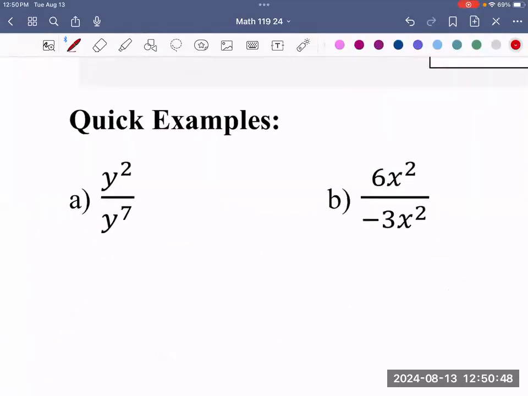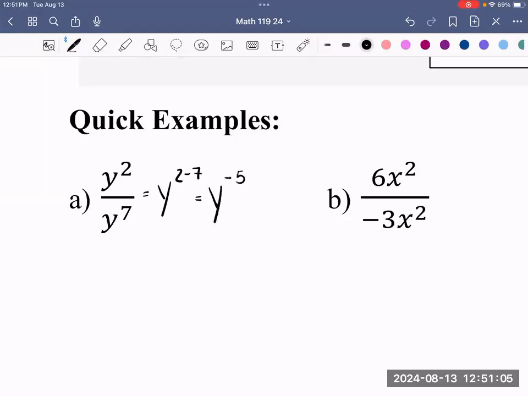Okay, so in the below, we have y squared over y to the 7th, which is a division, which means we are going to subtract the exponent. So we should see y to the negative 5th, and when we see a negative exponent, something we're not allowed to have, we will then have 1 over y to the 5th. We are changing its location.